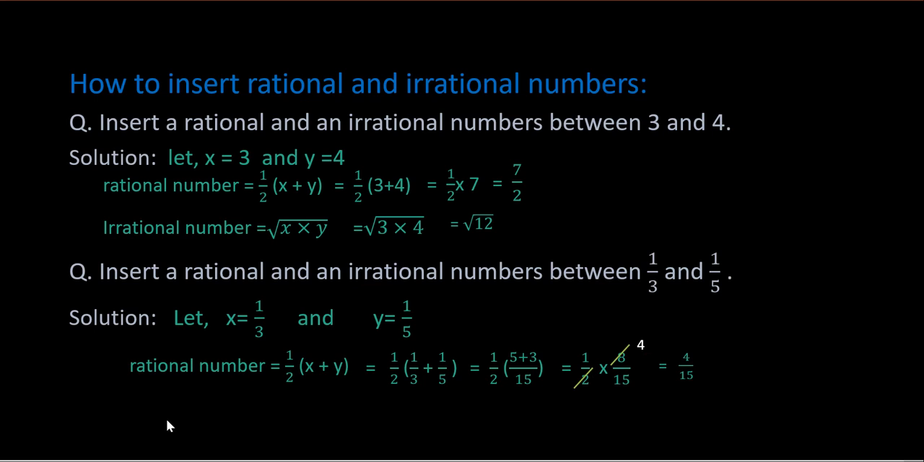Now let us find the irrational number. So irrational number will be root of x into y. So we can write value of x we have 1 by 3, where y is 1 by 5. Now by doing multiplication of both the numbers we get root of 1 by 15.